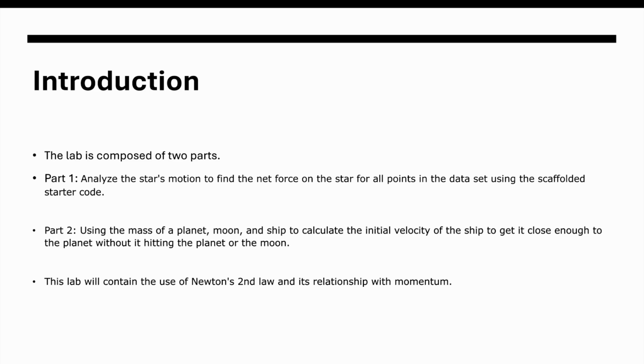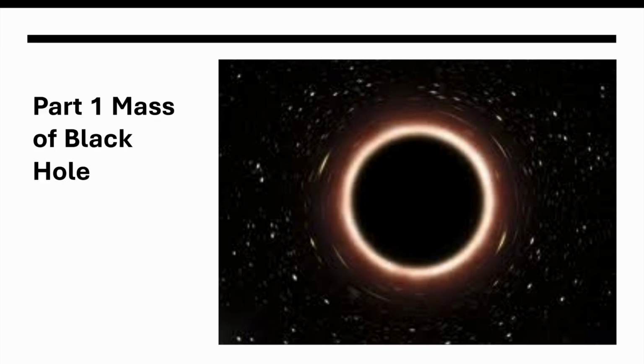Part 1 focused on finding the mass of the black hole based on the motion of a star. Part 2 focused on using gravitational calculations to create a stable orbit of a spaceship, influenced by both the planet and its moon. Part 1: Mass of Black Hole.